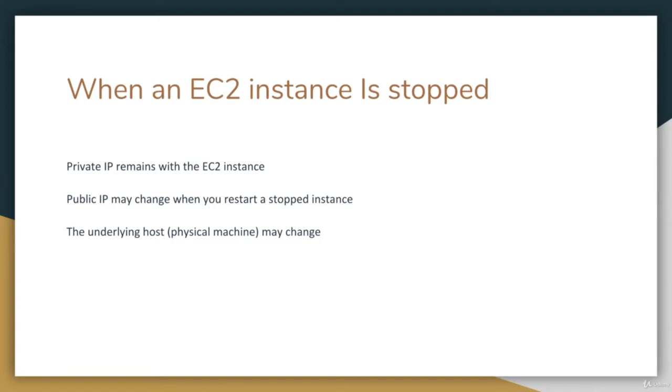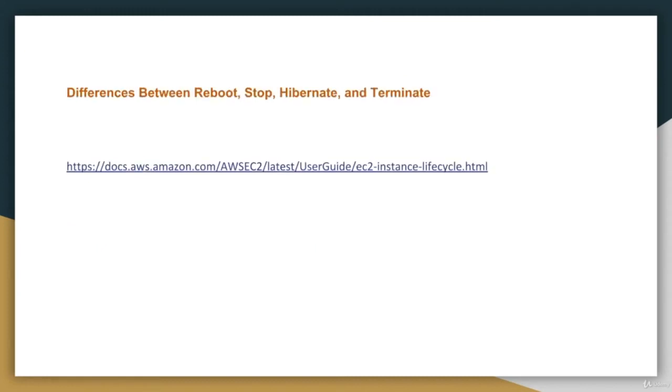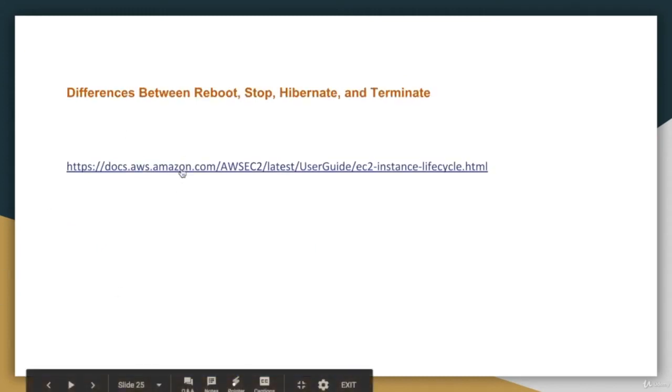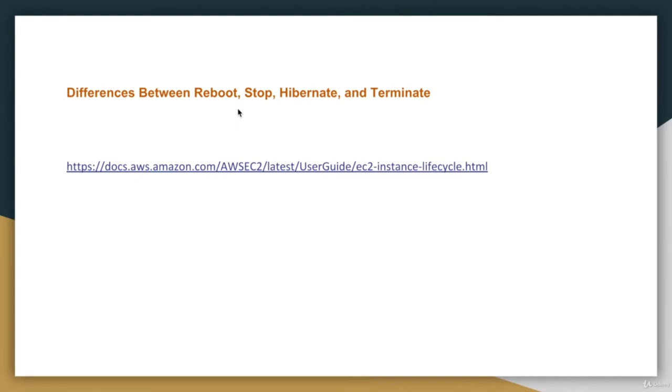But most of the time, the default public IP that you get goes away when you stop an EC2 instance. The underlying host, the physical machine, may also change when you stop an EC2 instance and restart later. So you have to keep these things in mind just to understand how EC2 works and what happens when you stop. You can go to this link to learn the differences and the nature of what happens when you stop, terminate, or hibernate EC2 instances.